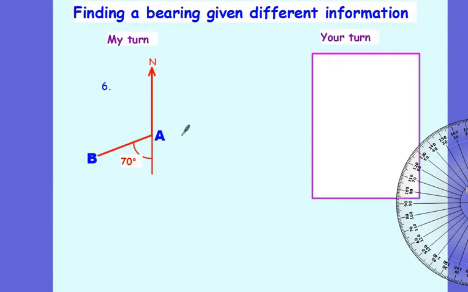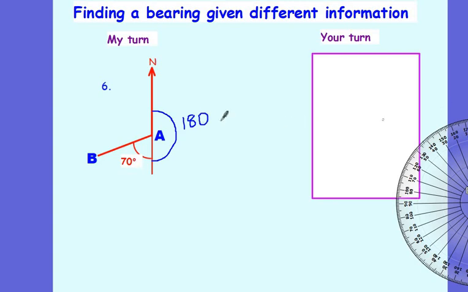Right, a slightly different question now. Finding a bearing given different information. So this time I've been asked to find the bearing from A to B, and I've been given this angle here as 70 degrees. Owen, what can you tell me about the angles on this straight line? What does that add up to? Brilliant, 180.